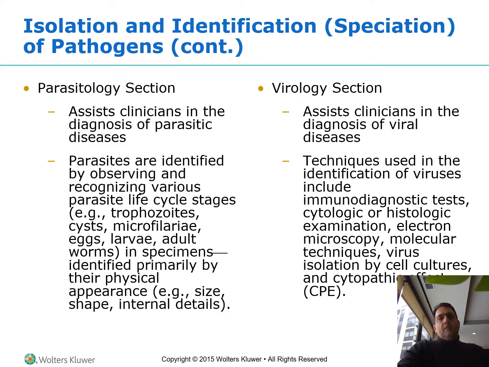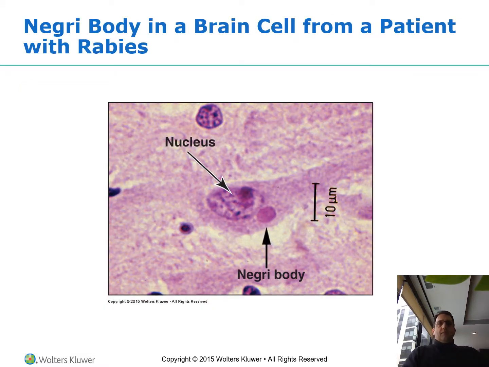In addition to those departments, you may also have a parasitology section, which is looking at parasites, amoebas, giardia, worms, all sorts of other things that might be causing infection. And the virology section, which helps to diagnose viral diseases. Usually this involves immunodiagnostic tests and electron microscopy. There may be virus isolation in certain cell cultures. Here is a picture of part of a brain that has been infected with rabies, and this is the normal nucleus. This is what's called a Negri body, or a black body. This is a sign that somebody has rabies, and it has moved to the central nervous system.